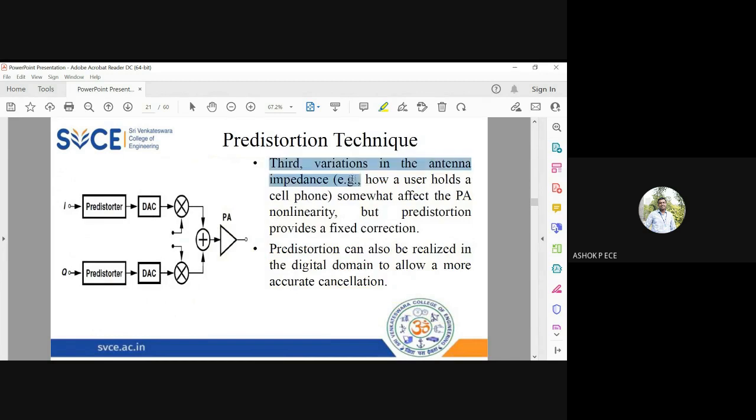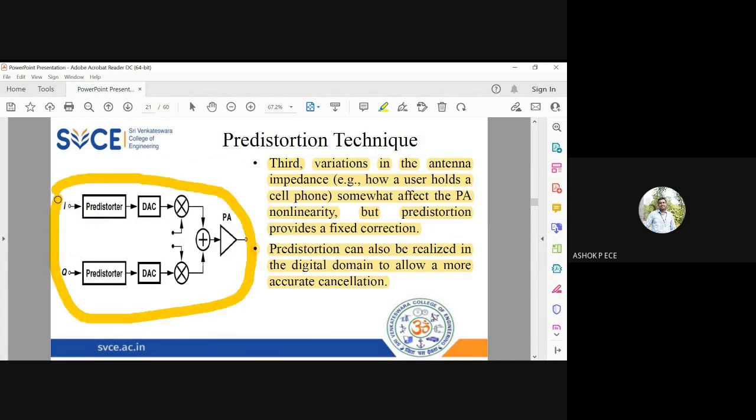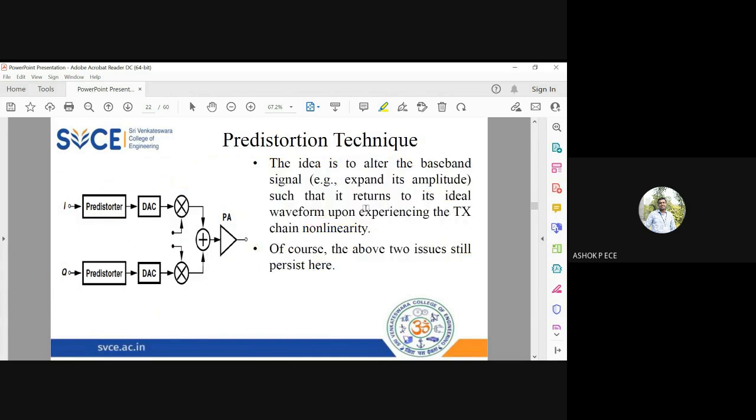And the third is antenna impedance. If the antenna impedance is going to change, you have to again redesign the complete circuit for the pre-distortion technique. If you are going for I and Q, you can go for separate pre-distortion for the I channel and separately for the Q channel. You can go for digital. You can go for DAC and then mixer, add it, and then go for the power amplifier. So the idea is to alter the baseband signal before it reaches your power amplifier.